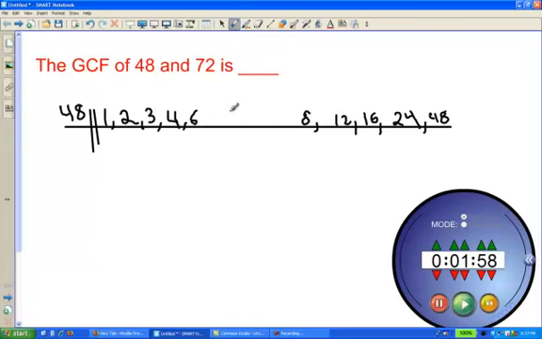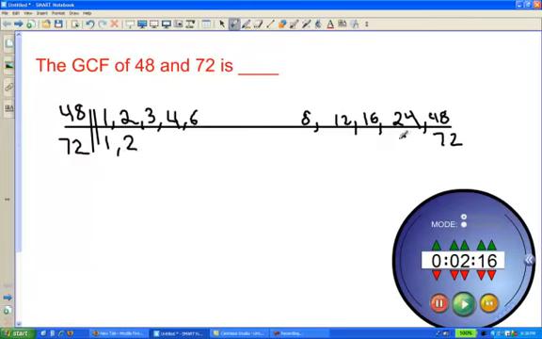And 7's not going to work. 7 times 7 is 49. So I know everything in between here. That's as far as I can go. Now I got to do the same thing for 72. 1 and 72 is the most obvious ones to start with. So I'll start there. 2 goes in again. It's an even digit, so 2 will work.